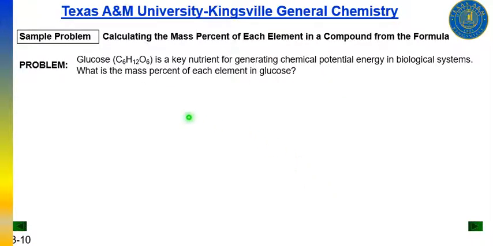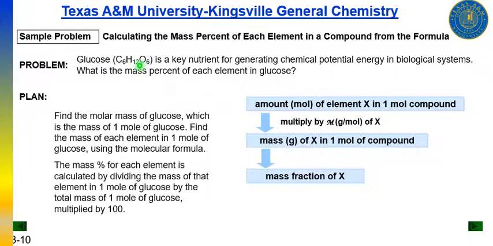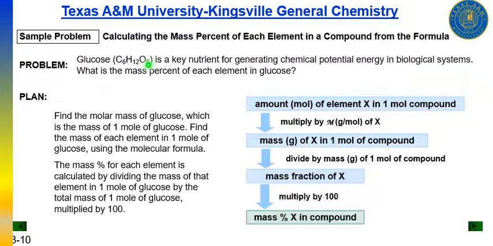For example, our sample problem number 3, you are going to calculate the mass percent of carbon, hydrogen, and oxygen in glucose. Again, our problem is glucose, C6H12O6, a key nutrient for generating chemical potential energy in our biological system. What is the mass percent of carbon, hydrogen, and oxygen elements in glucose?